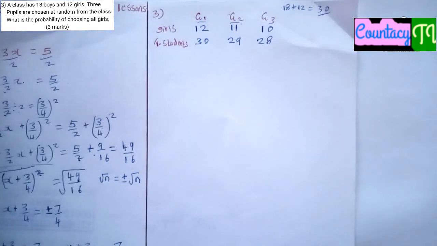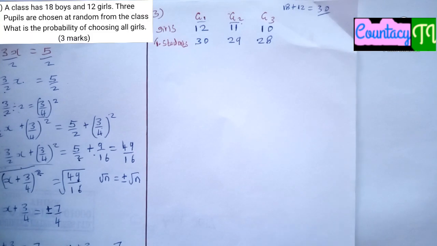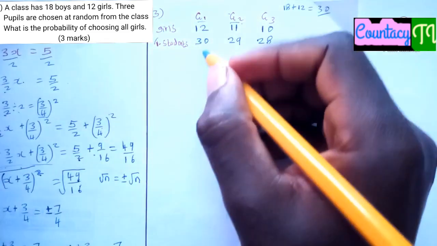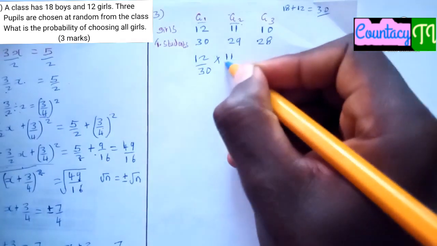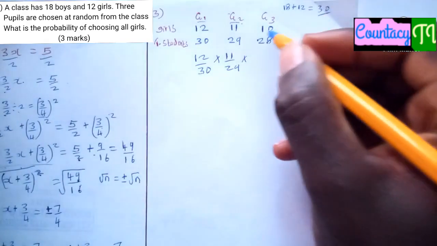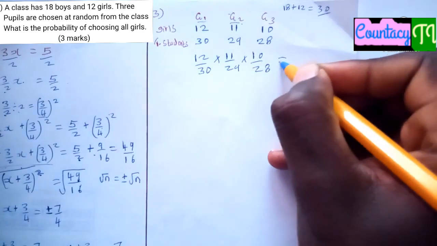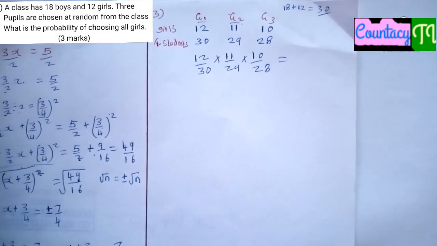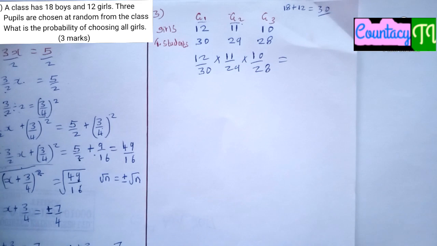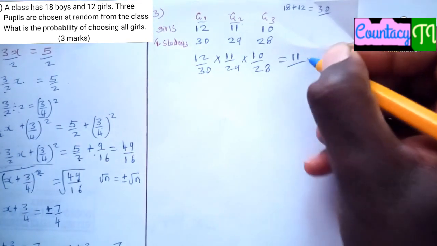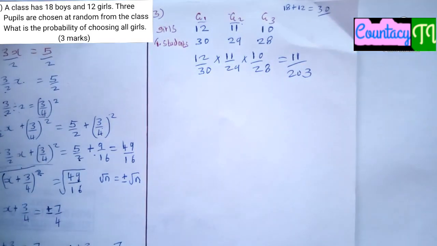And the question is, three pupils are chosen at random from the class. What is the probability of choosing all girls? So what we simply do is to take the fractions as they are, 12 over 30. We multiply by 11 all over 29, and multiply by 10 all over 28 to get the probability of choosing all girls. Upon multiplying, we get our answer as 11 all over 203. With that, you get your 3 marks.